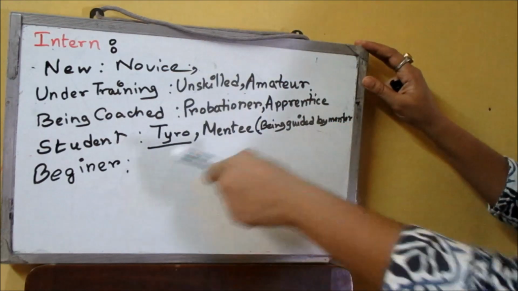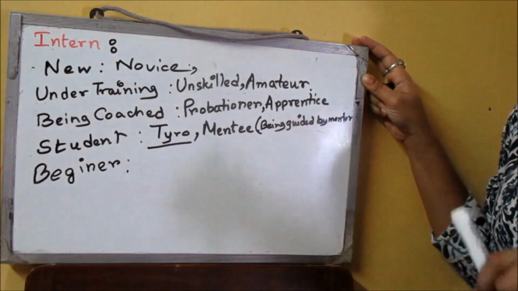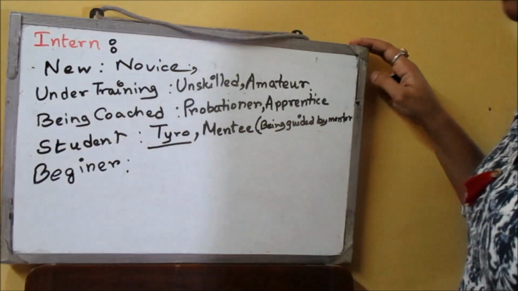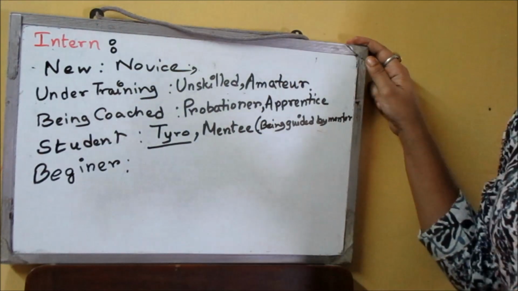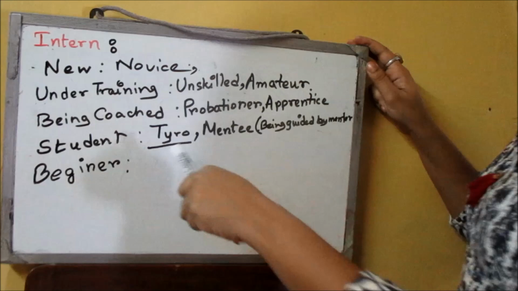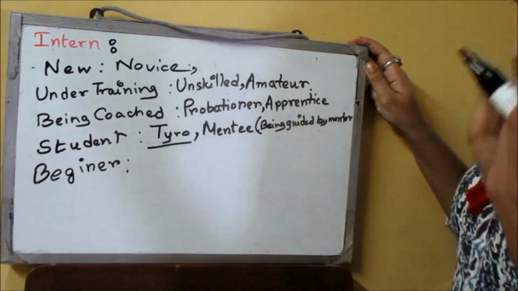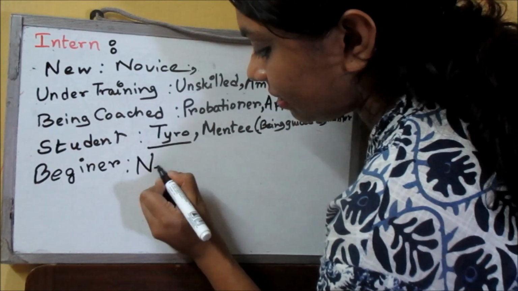We can also call a student a mentee because he is being guided by a coach or by a mentor, right? So the next, an intern is also a beginner, right? He is new to the field of work. He is still beginning to learn. That's why he is still a beginner. And what can we also call a beginner? We can also call a beginner a neophyte.